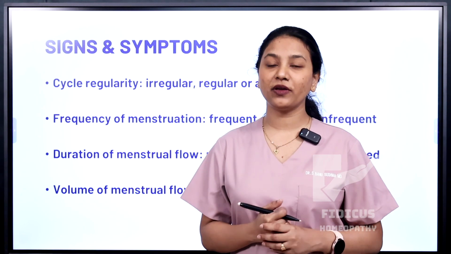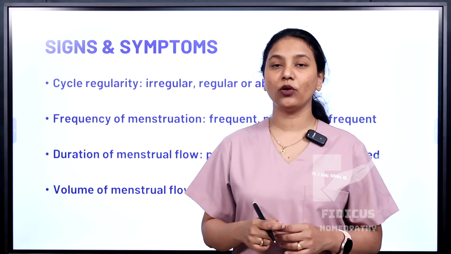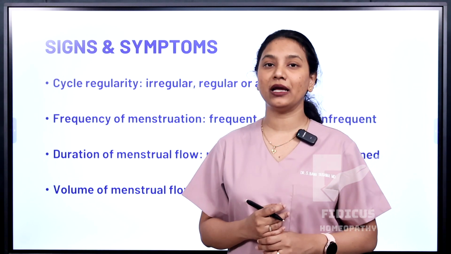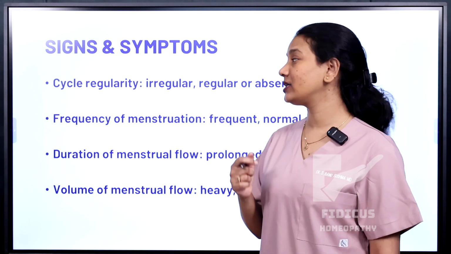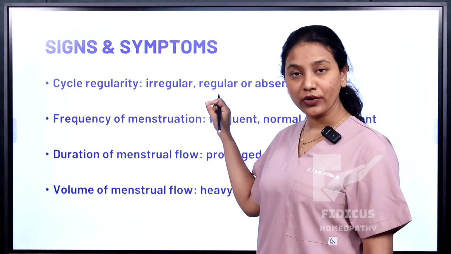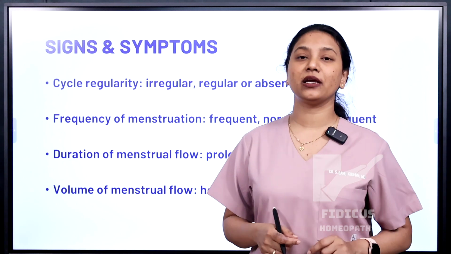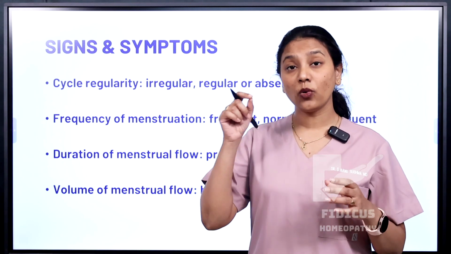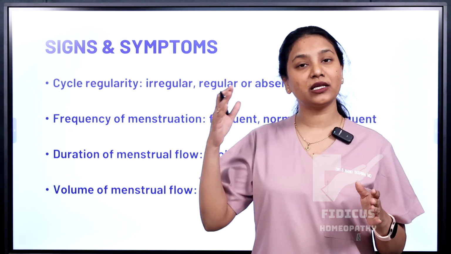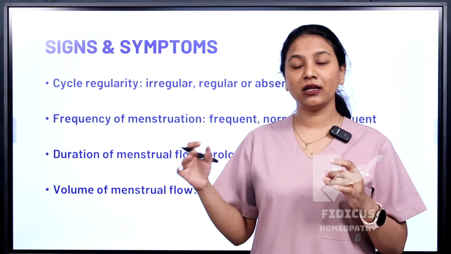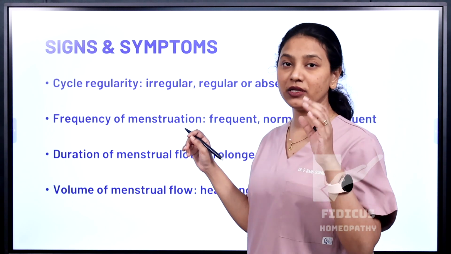Signs and symptoms of AUB. What are the primary signs and symptoms? Remember, if you're suffering from AUB or any of the menstrual irregularities, there are 4 key points every doctor will look into. The first thing is cycle regularity. That means if you're having a 25-day cycle, a 20-day cycle, or a 10-day cycle. So what is the cycle? The cycle means the first day of your period to the next first day of your period. What is the cycle that you're going through? That is important. If it is irregular, it will come under AUB.